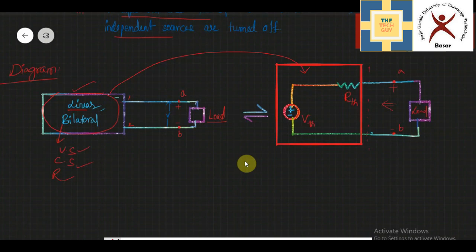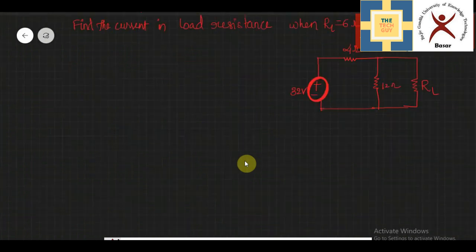Let us take a problem here. We have a circuit, and we need to find the current in the load resistance when the load resistance is 6 ohms. This is just a simple network, but practically there will be so many networks. We are going to solve for many different networks, but for simple understanding of the concept, first I took this circuit. RL is nothing but the load resistance, which is 6 ohms. Let us try to understand this using Thevenin's theorem.